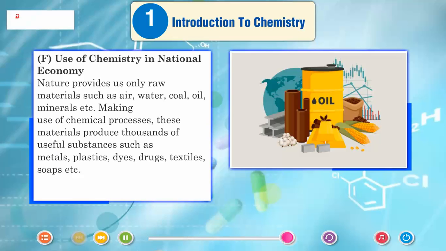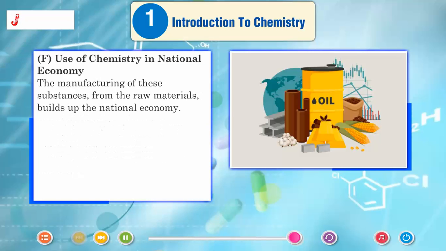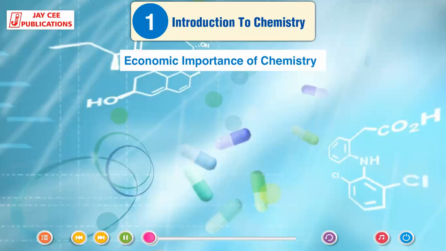Use of chemistry in national economy. Nature provides us only raw materials such as air, water, coal, oil, minerals, etc. Making use of chemical processes, these materials produce thousands of useful substances such as metals, plastics, dyes, drugs, textiles, soaps, etc. The manufacturing of these substances from the raw materials builds up the national economic importance of chemistry.